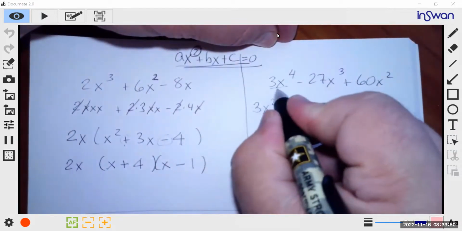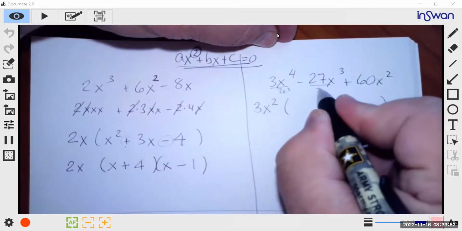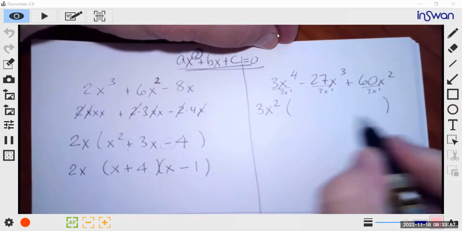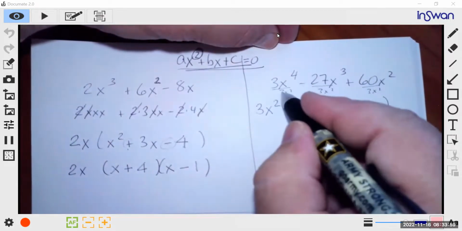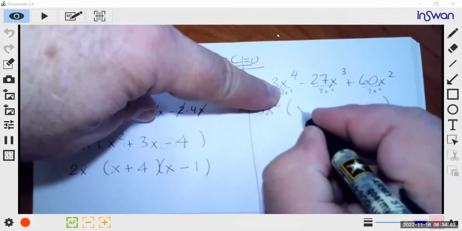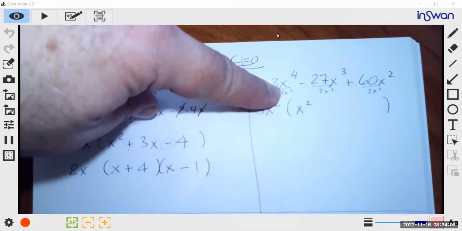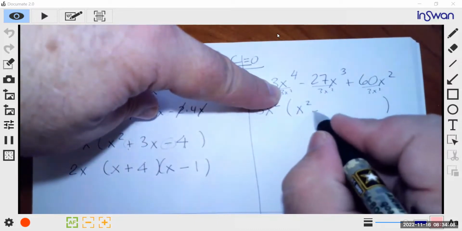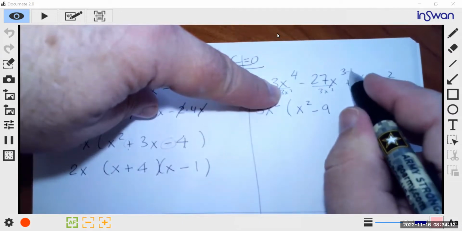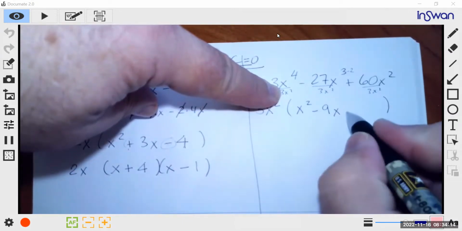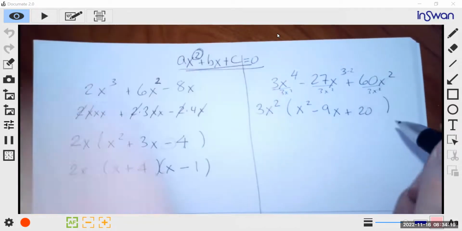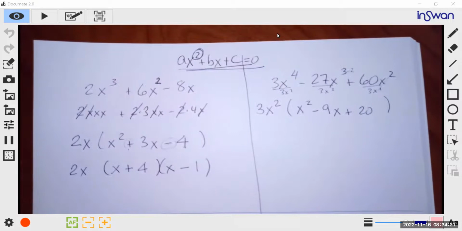So if I divide each of these by 3x squared, whatever I get goes inside the parentheses. So the 3's cancel. X to the 4th divided by x squared is x squared. 27 divided by 3 is 9. I subtract 2 from the exponent on top. 60 divided by 3 is 20, and the x's cancel. So I took away 2 x's from each term.